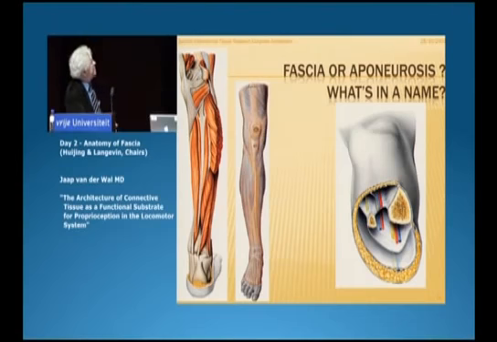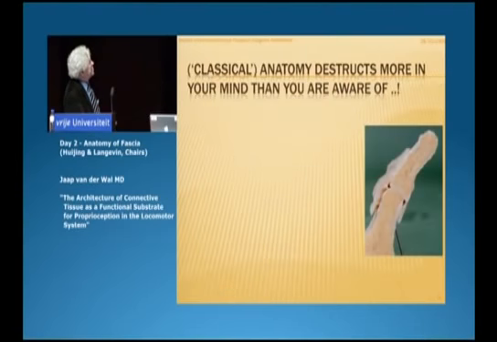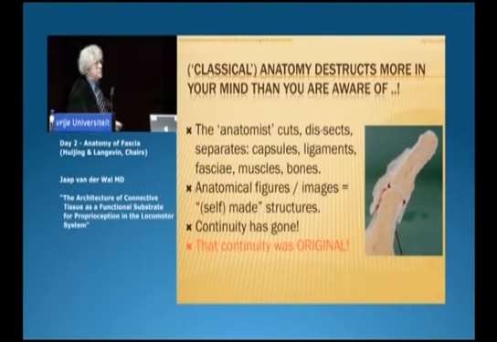Please realize that the anatomist destructed more in your mind than you are aware of. The anatomist dissected, and he found joints and ligaments and bones and muscles. And they are represented in our anatomy books. But they are images. They are not factual structures.